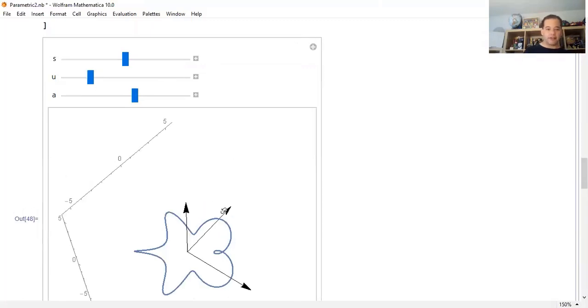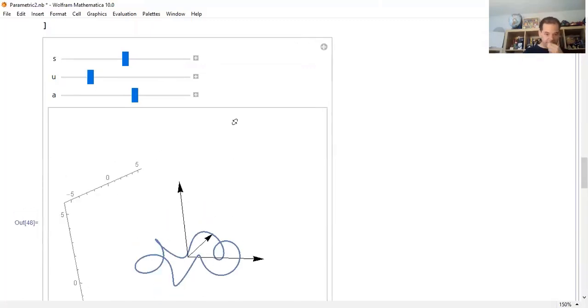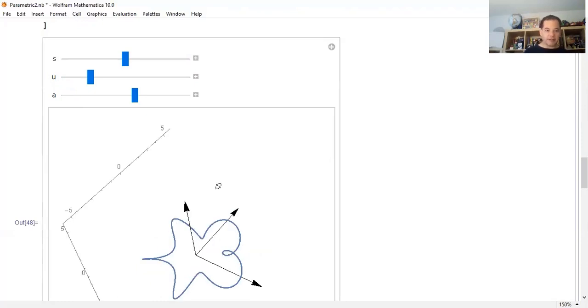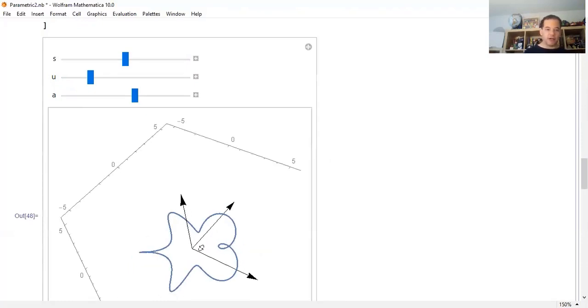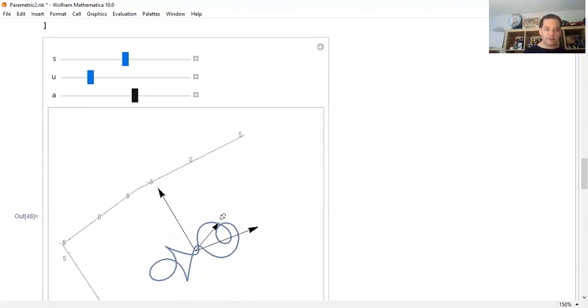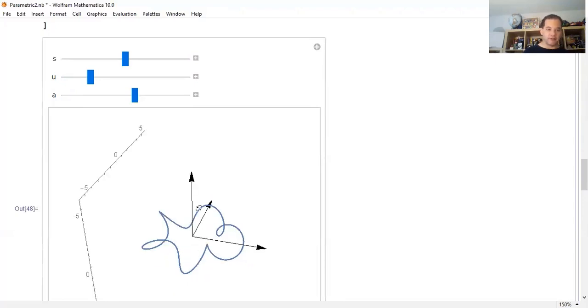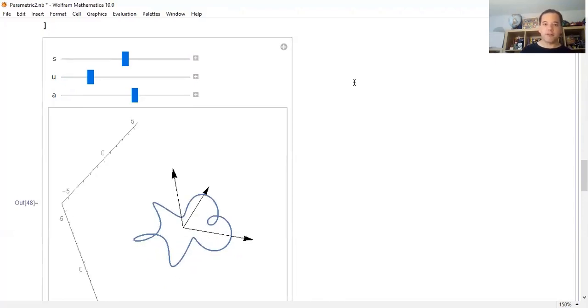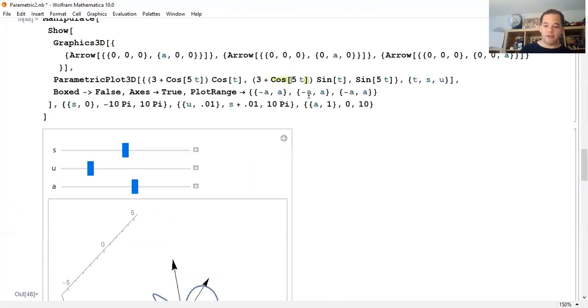right? Now it doesn't look at all like a slinky, right? Because it barely has a chance to wind itself over itself, right? So not as pretty as the way we had it with 15.